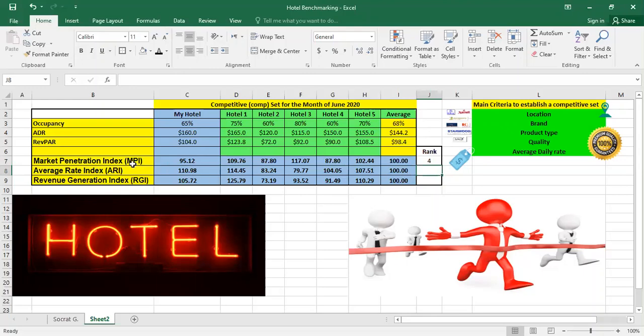The same applies for the average rate index. It's 110. Hotel one is performing better than us, and it's the only one. So here we are ranked second in terms of average rate. And for the revenue generation index, hotel one is performing better than us, and also hotel five. So our rank is three.